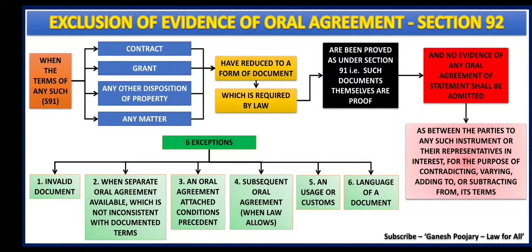When I say this, if it is explaining that the usage or custom of a particular place or time is that, and that is the meaning of that particular document, in that case to explain that, oral evidence can be considered. And the last one, if it is related to language of a document, there is a particular term and the term needs to be explained in front of the court, to explain that the oral evidence or oral agreement can be considered. These are the 6 exceptions available under section 92.